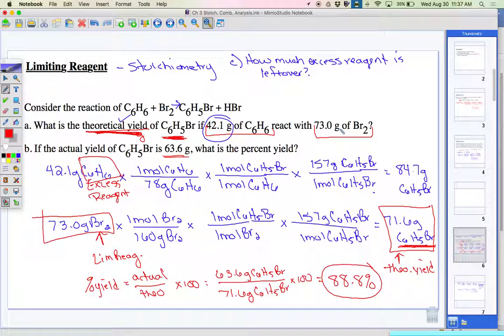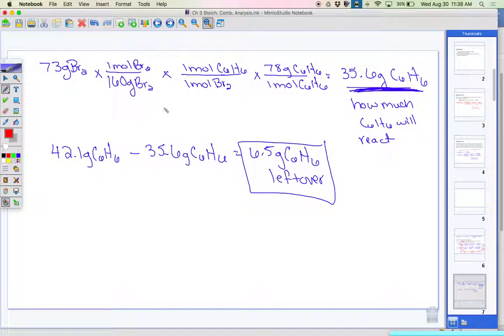How much excess reagent is left over? Well, when we did the stoichiometry problems, we realized that Br2 is going to be the one to run out. Do you see that? If it runs out first, it's the limiting reagent, so the other one must be in excess. I must have more than I need. So the question's asking, how much extra do I have? To figure out how much is left over, I have to figure out how much actually reacts. That's what this stoichiometry problem does. It figures out how much C6H6 reacts with all 73 grams of the Br2.